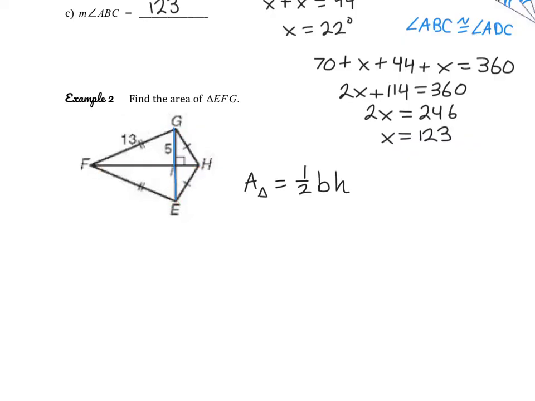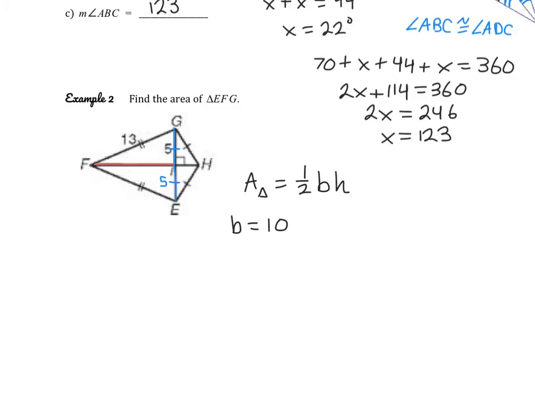So this is going to create two congruent parts. So if GI is 5, then IE is also 5. So we actually know that our base is equal to 10, which is 5 plus 5. And then here, all we need to figure out is our height. So this would be the height of our triangle.